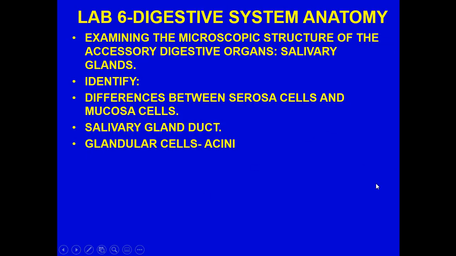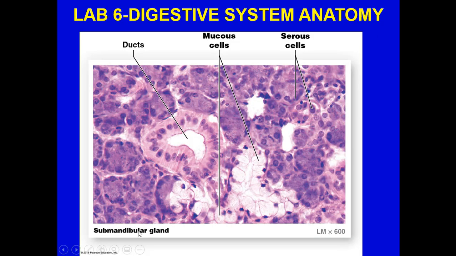When we start examining some of the accessory digestive organs, first, of course, we're going to deal with the salivary glands. There are differences between the serous cells and the mucous cells. Remember, serous cells are going to make sort of a watery type of saliva. The mucous cells are going to make a more mucousy type of saliva, so its viscosity is greater. We have, of course, the salivary gland duct, and the gland cells are called acini.